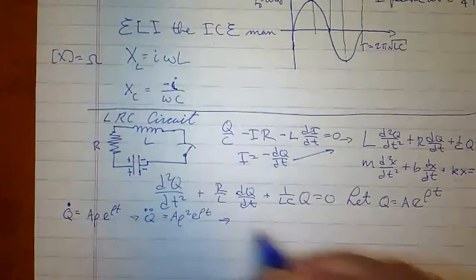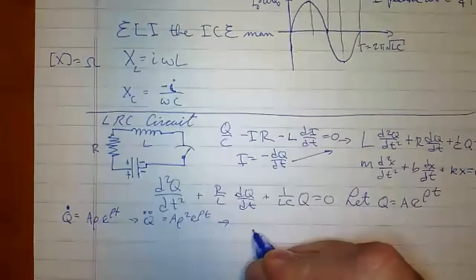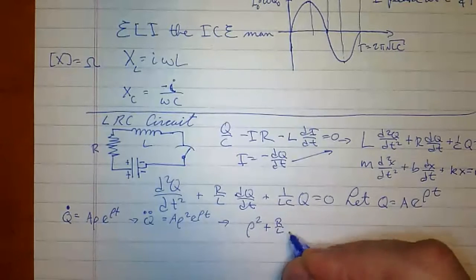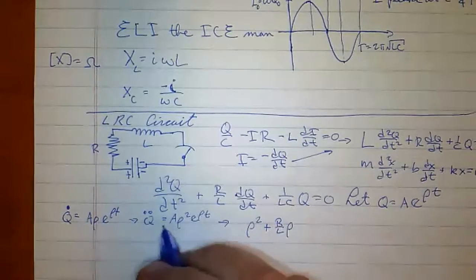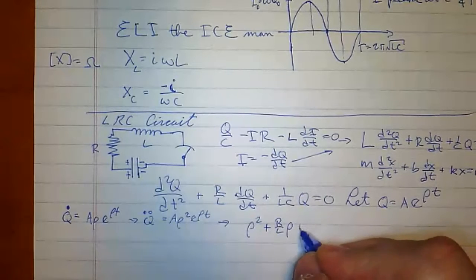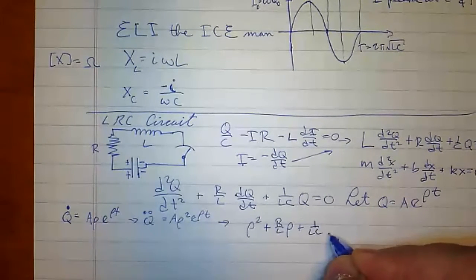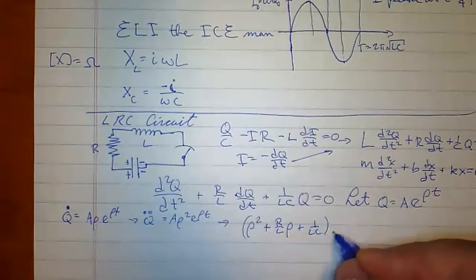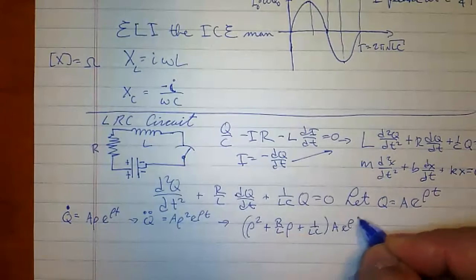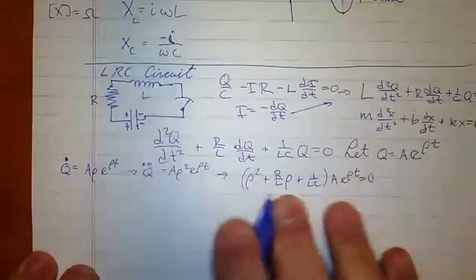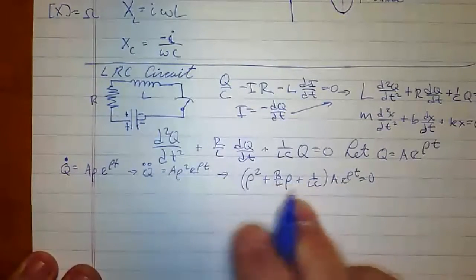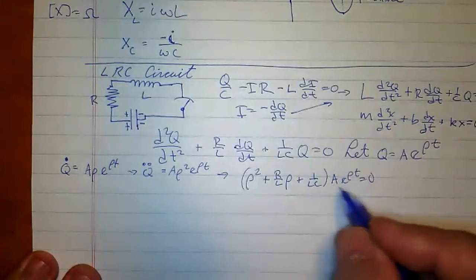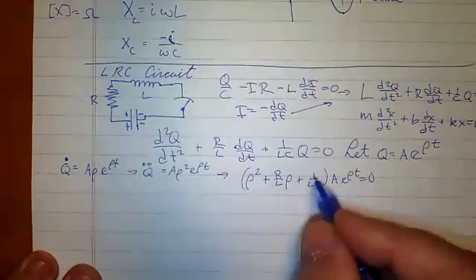Now I put all that in and make what we call the characteristic equation. That's going to be rho squared plus R over L rho. Notice I'm not writing the A e to the rho t. You'll see why in a second. Plus 1 over LC. All of this times A e to the rho t equals 0. That's the characteristic equation of this little part right here. Remember, this has to be true. This is Kirchhoff's loop rule. It has to be true at all times. So the only way you can make that happen is by making all this equal to 0.